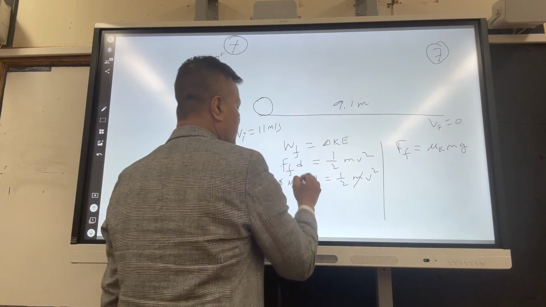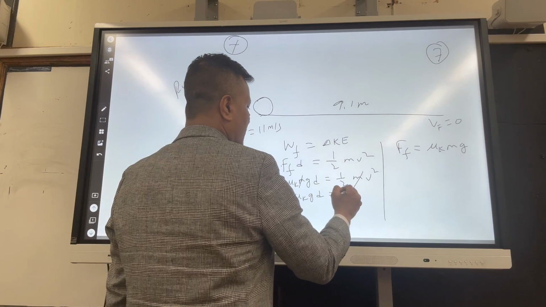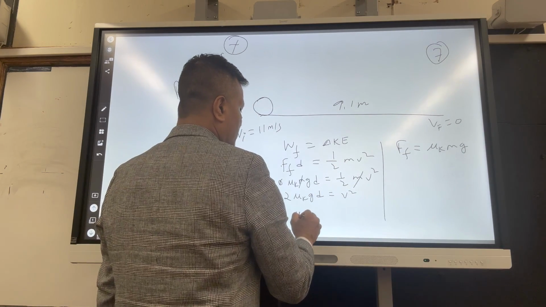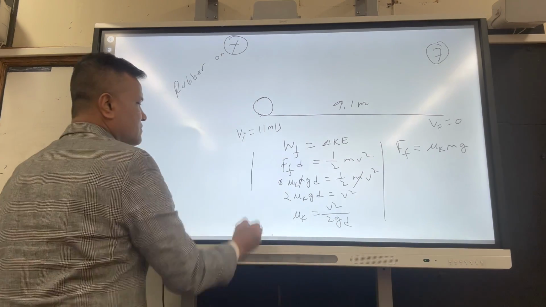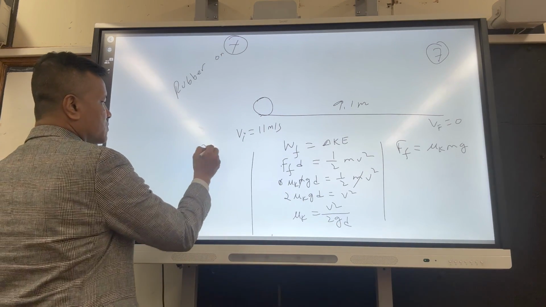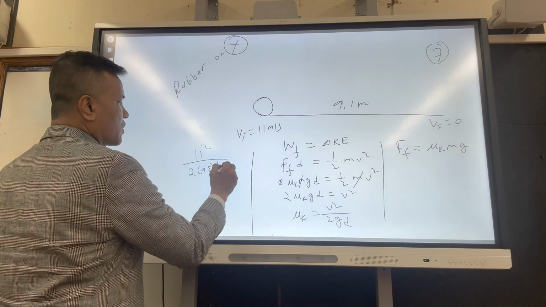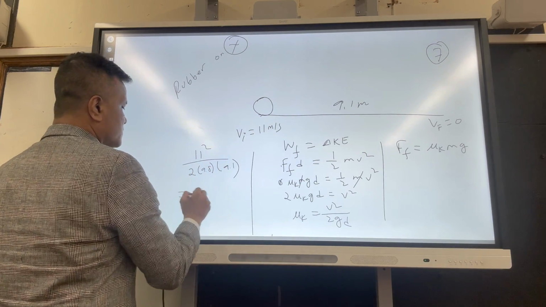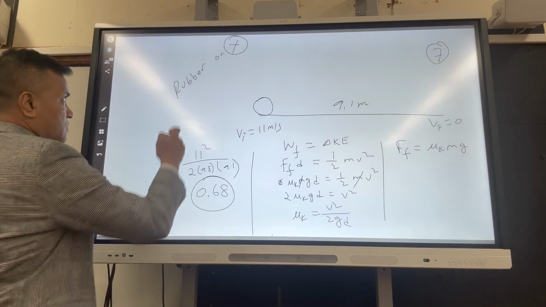Now as you see, m cancels. Now 2 mu_k g d is equal to v squared. Now mu_k is equal to v squared over 2 g d. What is v? v is 11 squared, and 2g is 9.8, and that gives you 0.68. And 0.68 is, okay, rover.